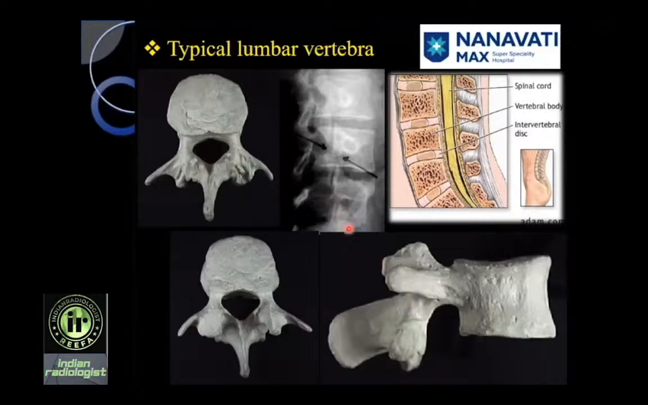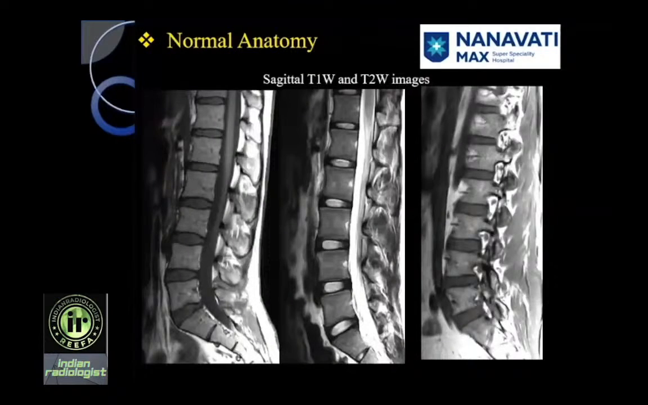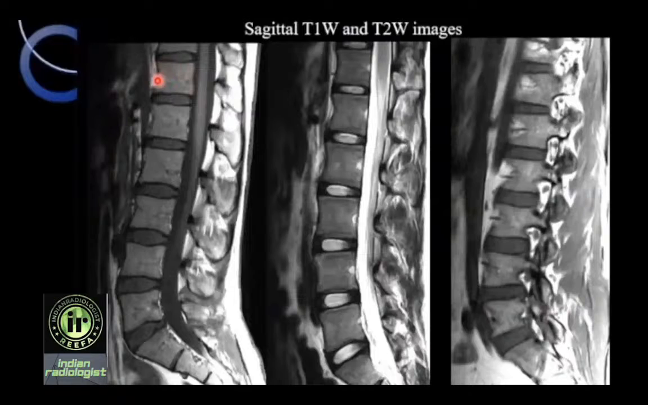Coming to normal anatomy on sagittal T1 and T2 images. This is the vertebral body. Marrow is relatively bright in adults. This is the cortex of the superior end plate. This is the cortex of the inferior end plate, which merges with the annulus fibrosus of the adjoining disc. This is the nucleus pulposus, which contains about 85% water, so it's dark on T1 and bright on T2.